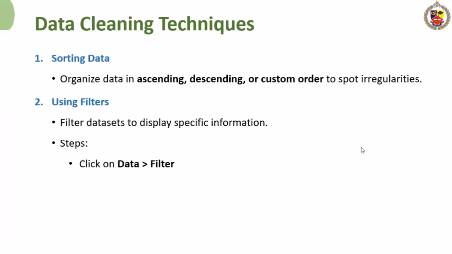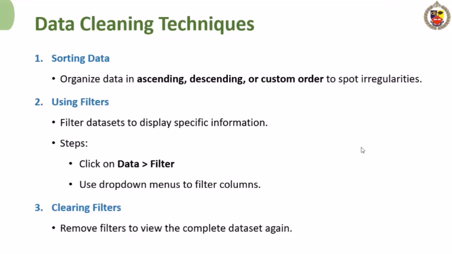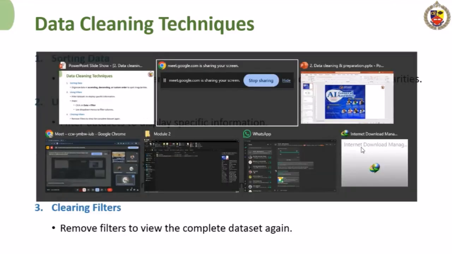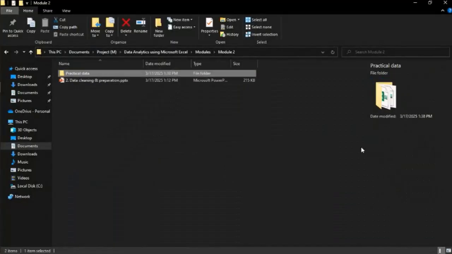Now, in Excel, how can we use filter? We can use filter by navigating to the Data ribbon, and then locating the Filter tab in the Data ribbon. So let me quickly demonstrate all I mentioned here for you in our practice data.